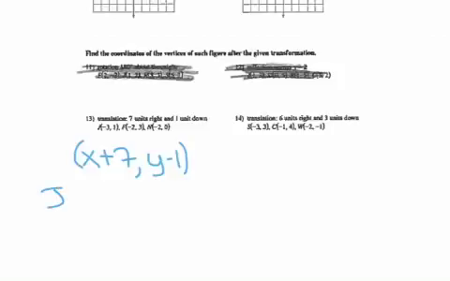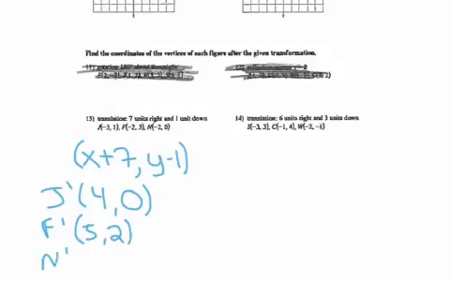So for j prime, if I take my x value of -3 plus 7, -3 plus 7 is 4, and then my y value of 1 minus 1 would give me 0. So remember, once you write your rule, it's just about plugging into your formula. So for f, -2 is my x value plus 7 would give me 5, and my y value of 3 minus 1 would give me 2.